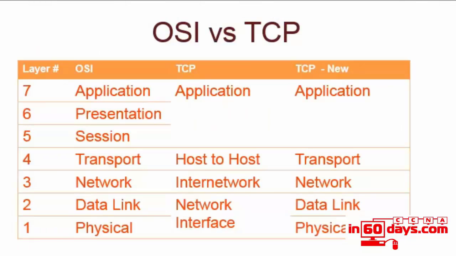OSI versus TCP, again, something you just need to remember. Luckily, the TCP model maps to the first 3 layers of the OSI. So the top layers are the closest layers to the user, but TCP/IP is more concerned with the transport layer and below, how the actual communication takes place across the internetwork.